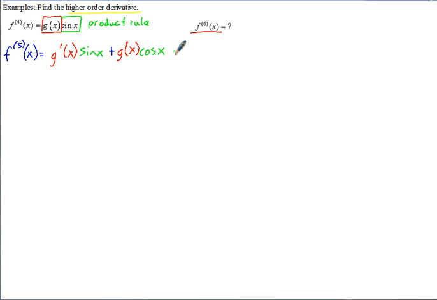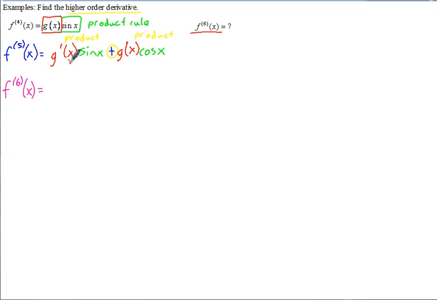So now we can move on to the sixth derivative, take the derivative of the fifth derivative. But here, notice we've got a plus here, so we need to derive these separately. On each of them, though, it's going to require the product rule. So here we've got g prime times sine of x, and here we've got g of x times cosine x. So the product rule on each of them. So let's start with the g prime sine of x.